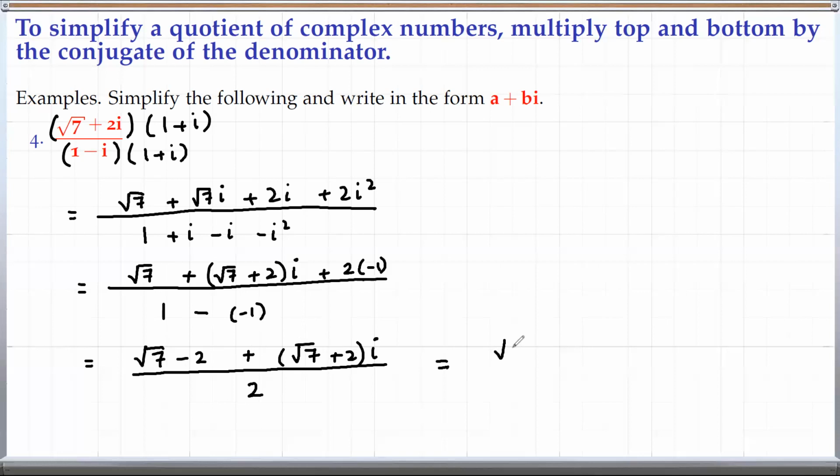So we can write this as square root of 7 minus 2 divided by 2 plus square root of 7 plus 2 divided by 2i. So this is the quotient of these two complex numbers, square root of 7 plus 2i over 1 minus i.